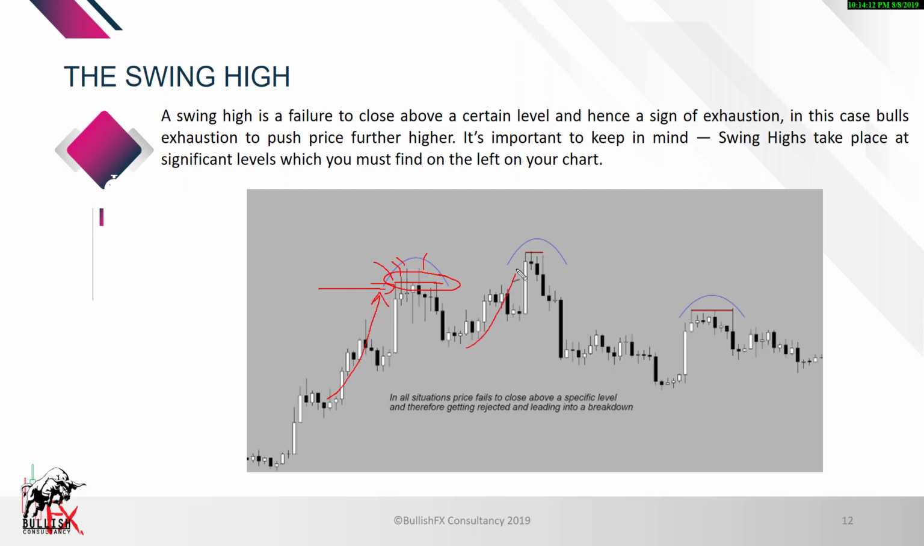Same applies here. Market swing high, formed this price zone here, and it didn't even close above, and then it pushes down. This is a definition of a swing high. Same applies here. In all situations, price fails to close above a specific level, and therefore getting rejected and leading into a break to the downside. That's a swing high. Now let's look at a swing low.